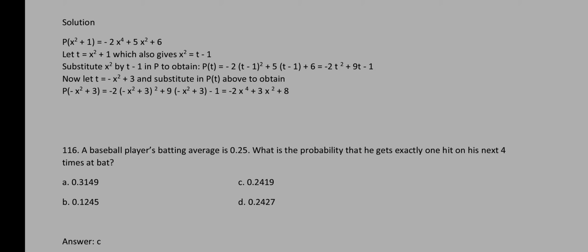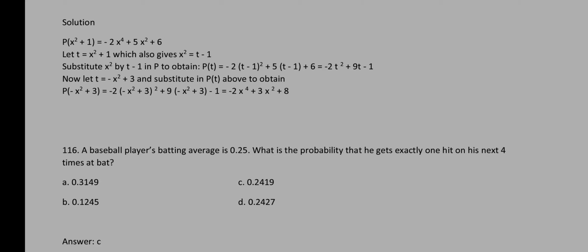P of (x squared plus 1) is equals to negative 2x raised to 4 plus 5x squared plus 6. Let t is equals to x squared plus 1, which also gives x squared is equals to t minus 1. Substitute x squared by t minus 1 to obtain P of t is equals to negative 2 times (t minus 1) squared plus 5 times (t minus 1) plus 6 is equals to negative 2t squared plus 9t minus 1.